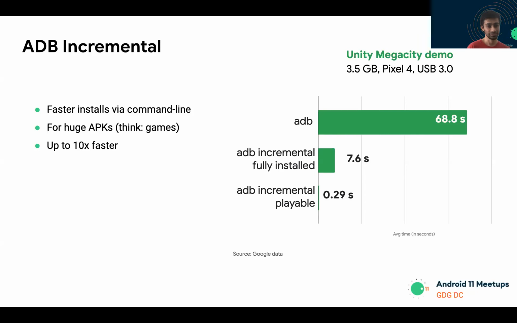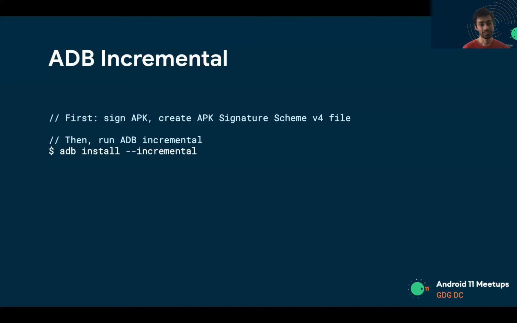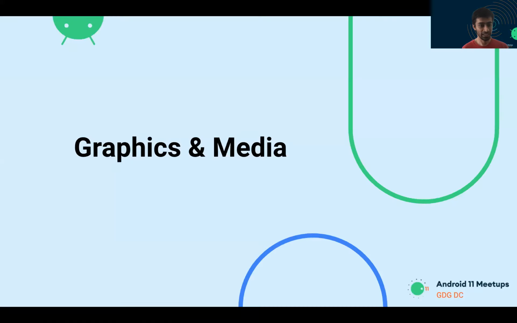So how do you use it? Using it is pretty simple. If you're an Android developer and you do command line installs, all you have to do is pass in the --incremental flag, and it would be readily available. And with that, I am going to pass it on to Jimmy.